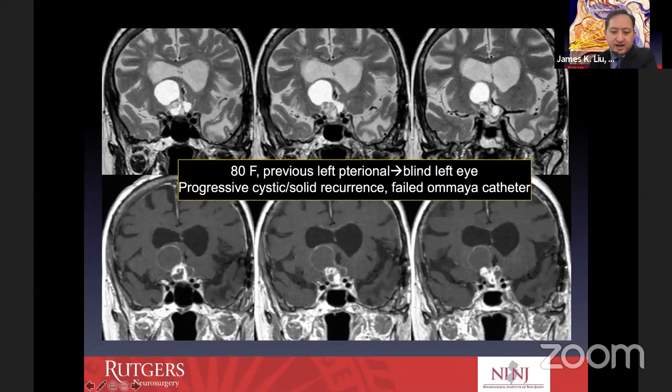Another surgeon tried to put an Ommaya catheter into this cyst, which was not helpful. It kept getting occluded and the cyst began getting larger and larger, and she was referred for radiation therapy. So in this case, I felt that she needed a debulking before undergoing definitive radiation therapy, and I debated as to which approach would be better, whether we come in transcranially with another craniotomy or endonasally.